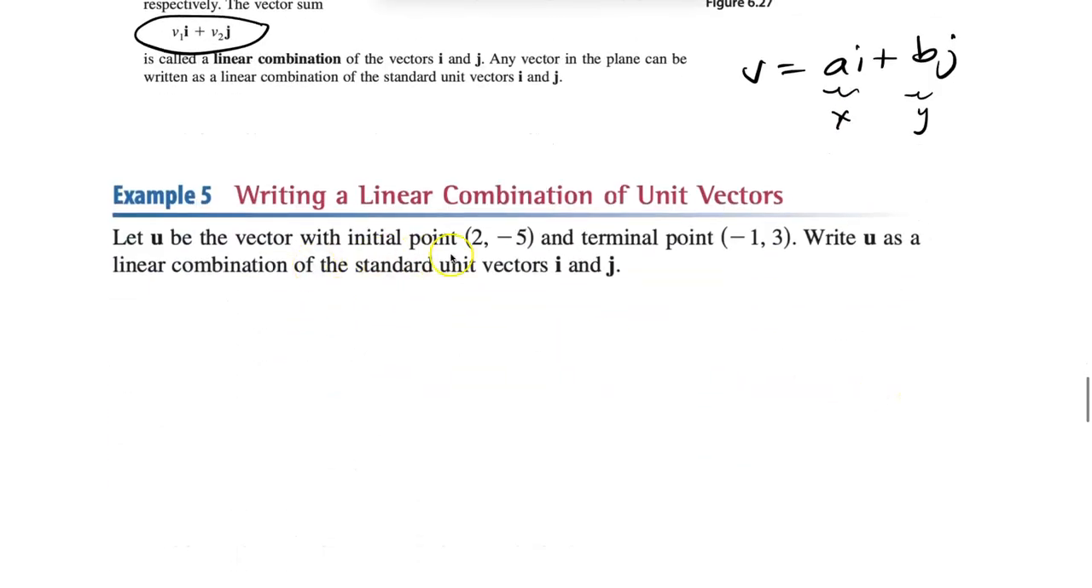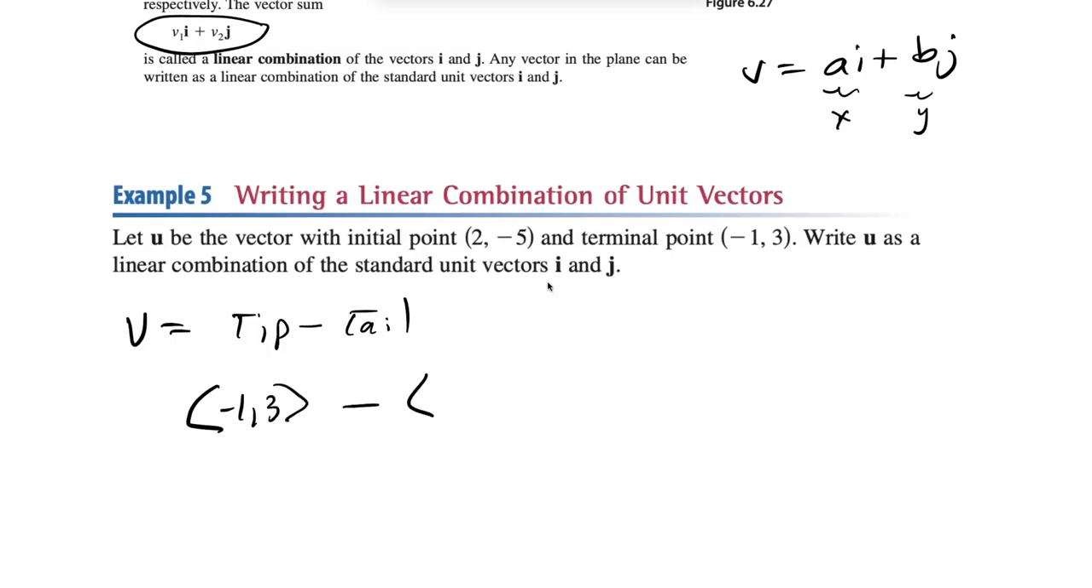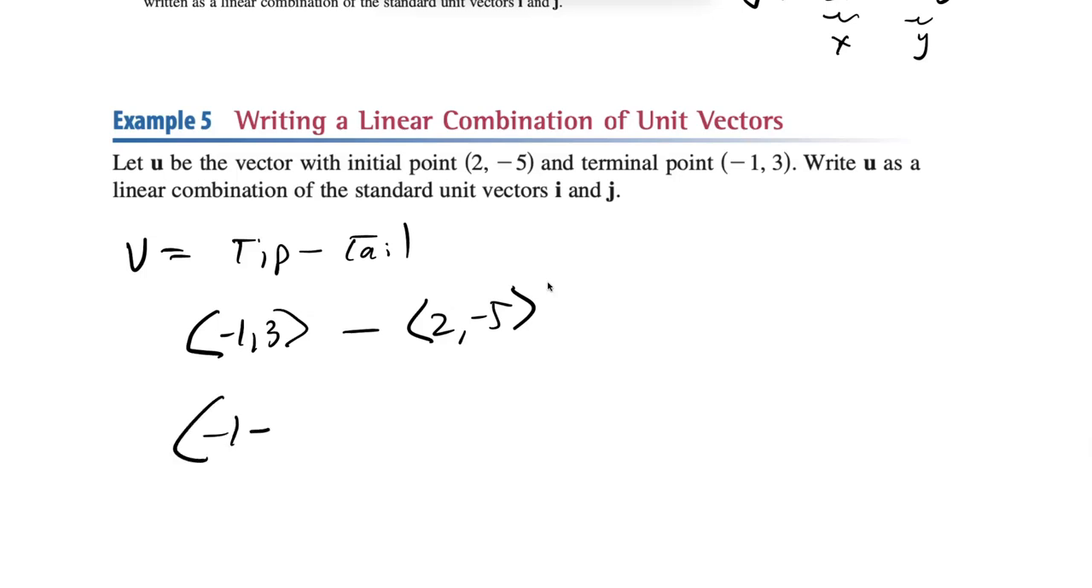So let u be the vector with initial point (2, -5) and terminal point (-1, 3). Write u as a linear combination of the standard vectors i and j. So we want to write this in component form. First, let's just find the vector. Remember the way we do this: tip minus tail. So we're going to do (-1, 3) minus (2, -5). So we'll get -1 minus 2 and 3 minus -5. So we get -3 and 8.